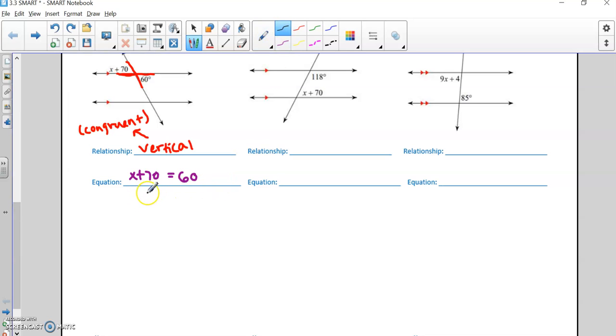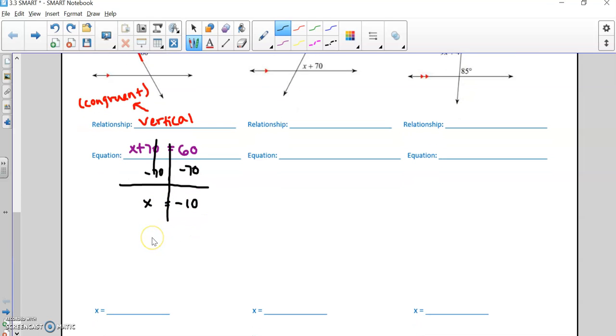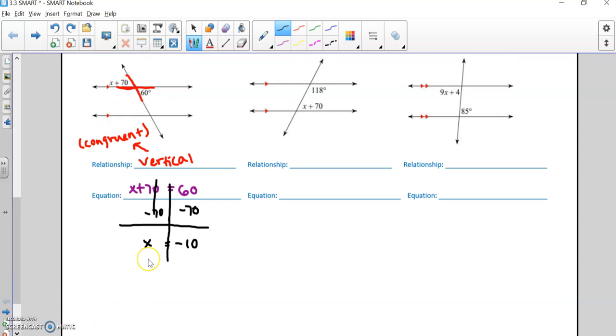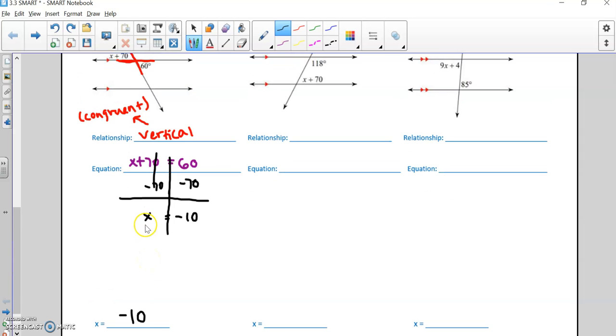So we would subtract 70 from both sides. And then we find out that x is going to equal negative 10. So my answer is negative 10. And x is not actually the angle itself, it's just a variable that's part of an angle, so don't worry about the fact that it's negative.